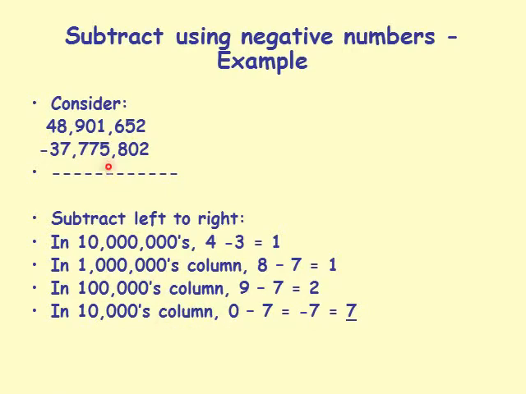In the 10,000 column, we have 0 minus 7. This is the deficient column, and 0 minus 7 is minus 7. We would denote that as underscore 7.